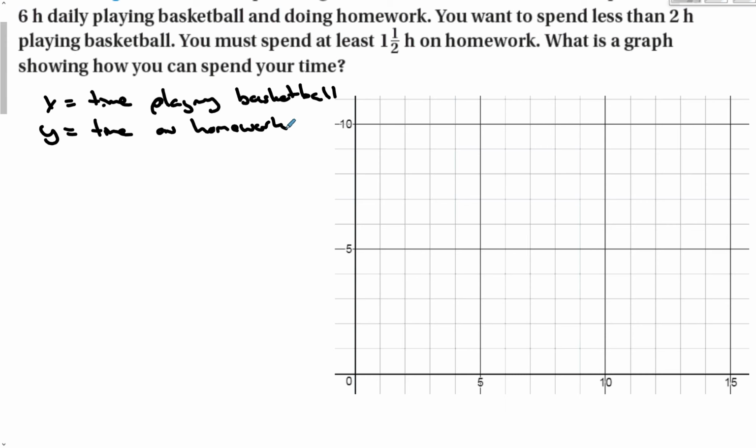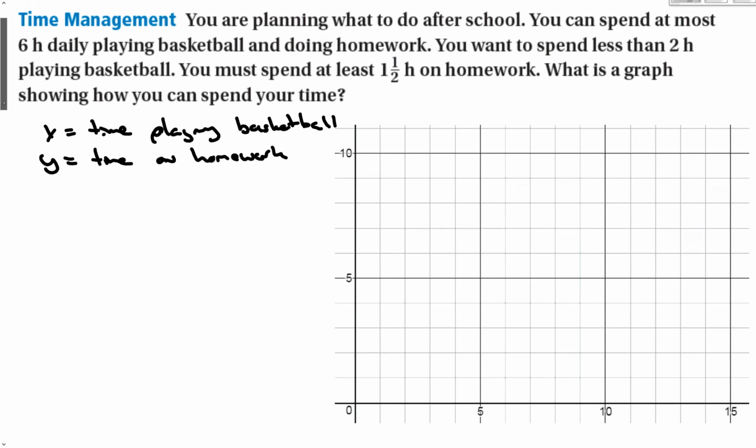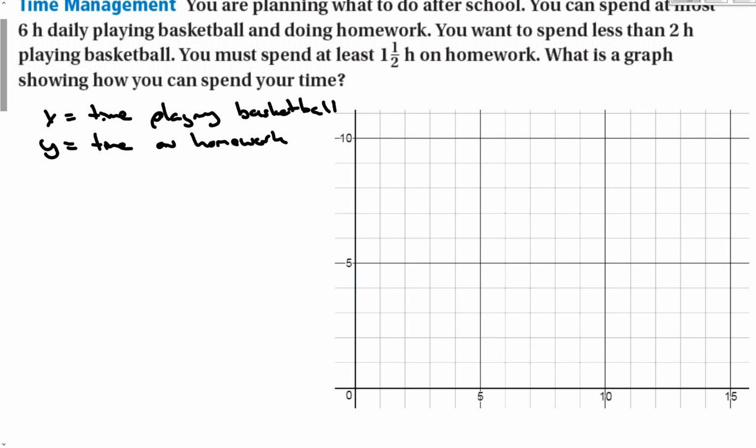All right, so let's get the first sentence. You are planning what to do. You can spend at most 6 hours playing basketball and doing homework. So that means that no matter what you do, that has to be less than or equal to 6. So the time you play basketball plus the time you spend on homework has to be less than or equal to 6, because the most time you can spend is 6.